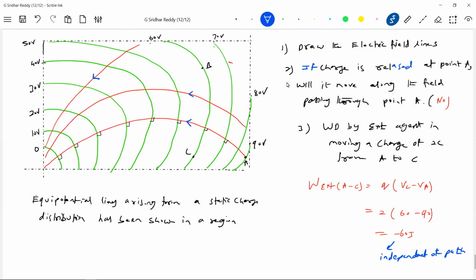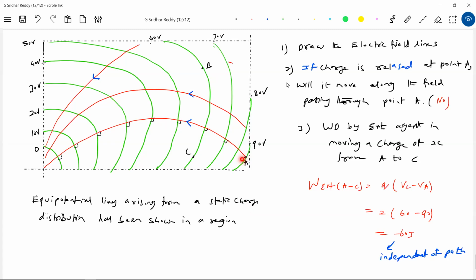Let me summarize once again. If you release a test charge in an electric field, first of all, the field produced by static charges will be conservative. Also, the test charge need not move along lines of force. If you release a test charge in a field produced by an isolated point charge, it will move along them. This is not a field produced by a point charge, so it will not move along the lines of force.